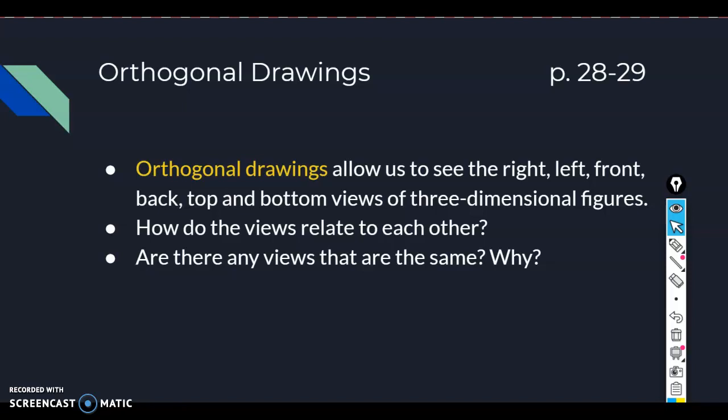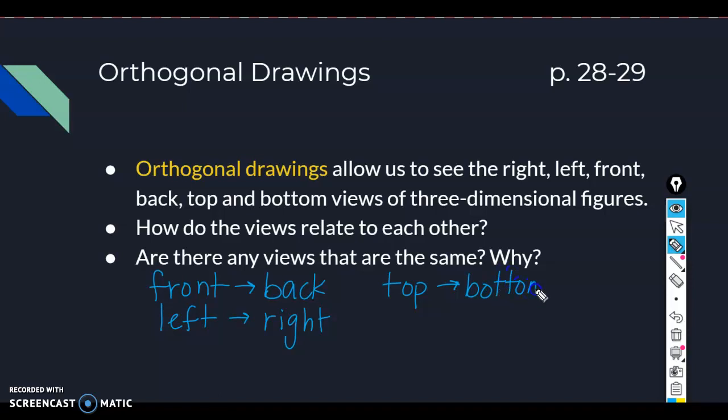So anytime we're looking at these orthogonal drawings, we will always notice that the front and the back are the same. The left and right sides are the same. And the top and the bottom views are the same. Since, again, these parallel faces are congruent, their dimensions are also equivalent.